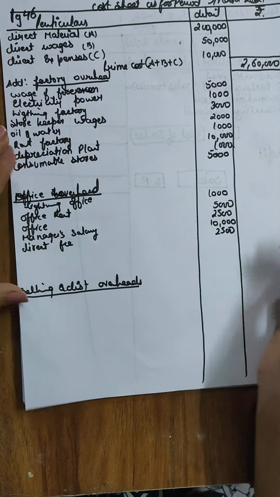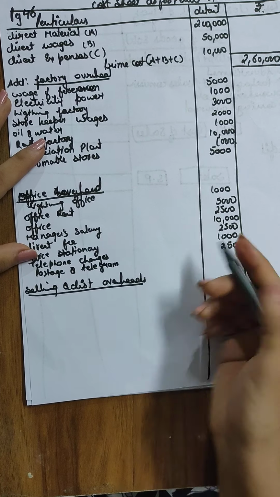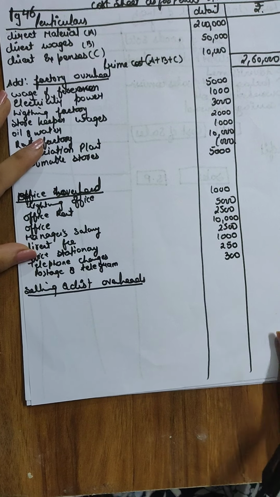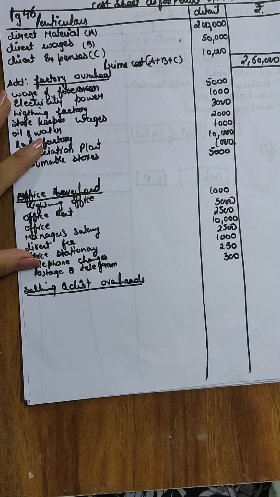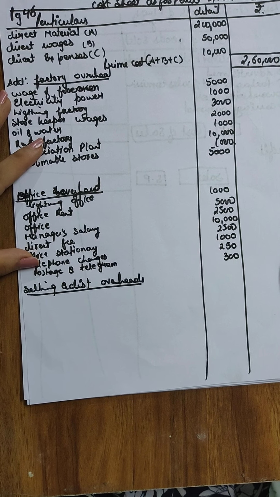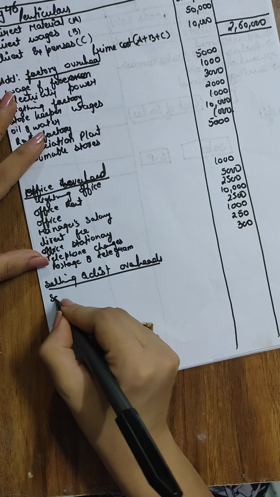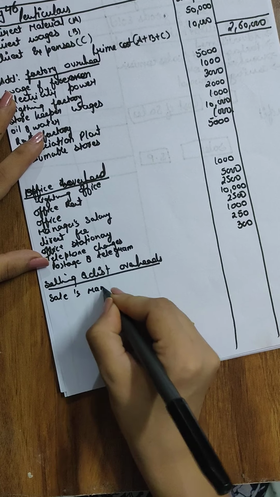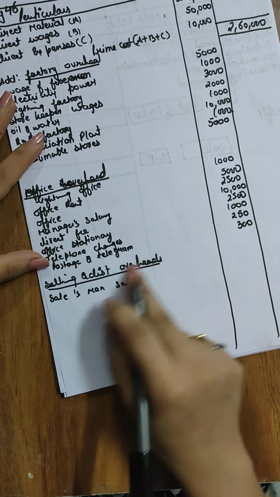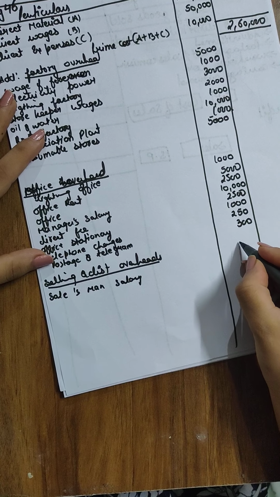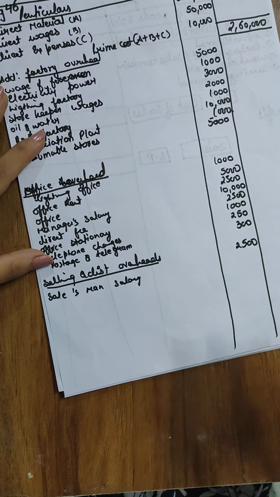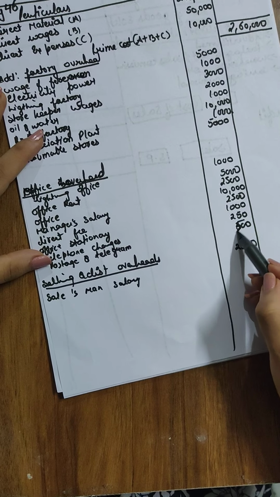Next thing which is given to me is postage and telegram. So postage and telegram is again related to office. This comes as 300. Next thing given to us is salesman's salary. So salesman's salary is basically related to the selling and distribution overhead. So I am going to write salesman's salary under the selling and distribution overheads, which comes to 2,500 over here.